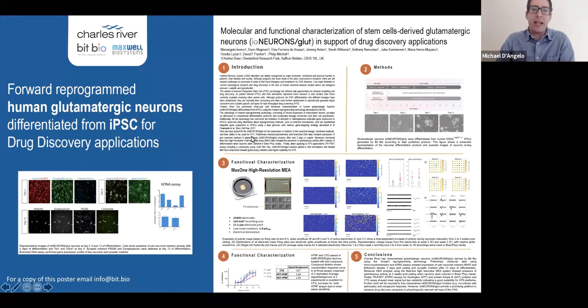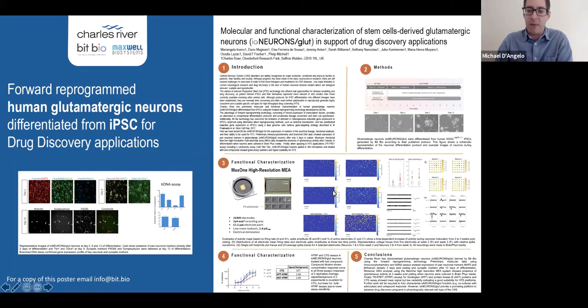And so our partners, Charles River, have used these cells in various different experiments. You can email us for a copy of this poster if you're interested at info@bit.bio. So what they've performed are some functional characterization using high-resolution multi-electrode arrays. So that is showing that the cells demonstrate electrophysiological activity.